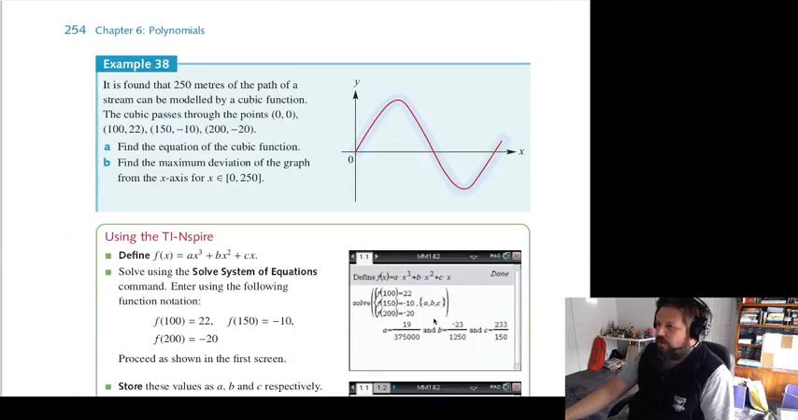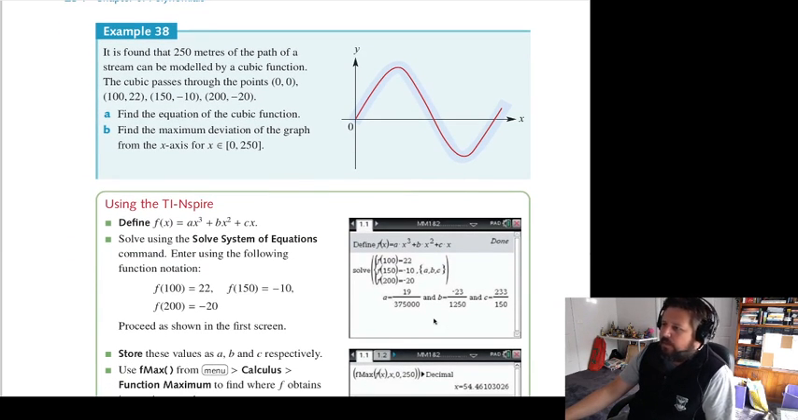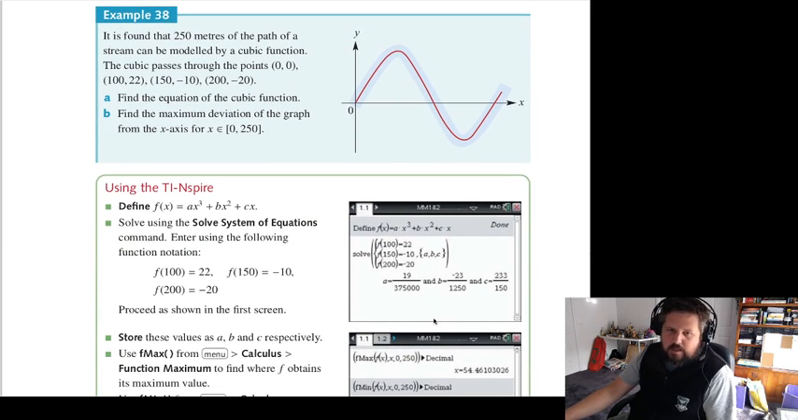Alrighty, cool. Oh, this one. We've done an example like this already, so this will just be double practice, I guess. It says it's found that 250 meter path of a stream can be modeled exactly by the cubic function that passes through the points. So we've got 0, 0, and the rest that we can see here. Perfect. Someone's taken the time to measure the path of the stream. Good on them. It's then saying, find the equation of the cubic function.